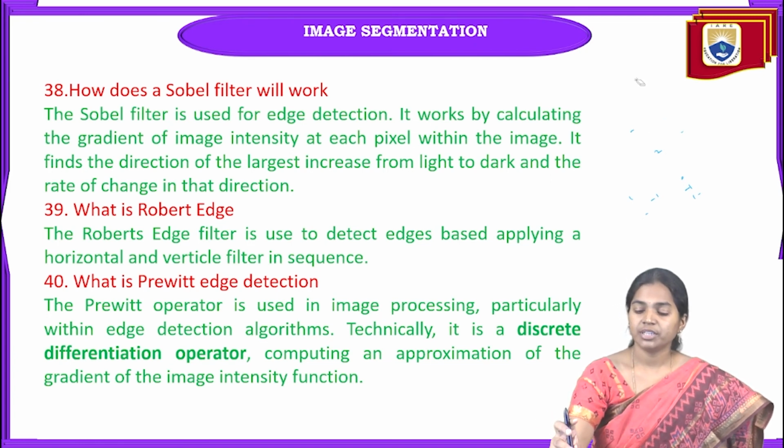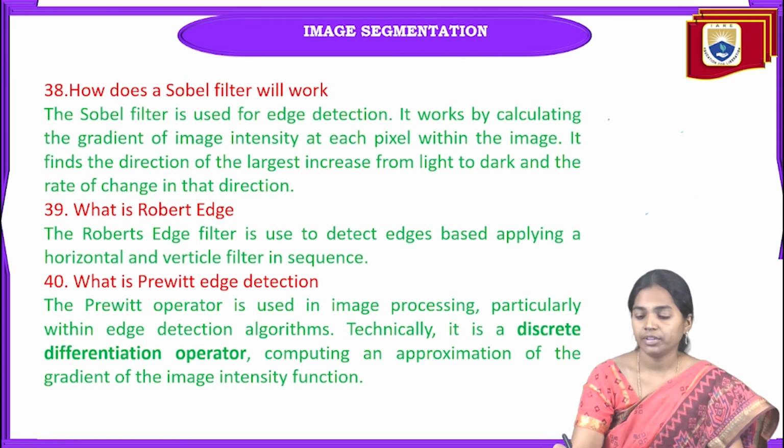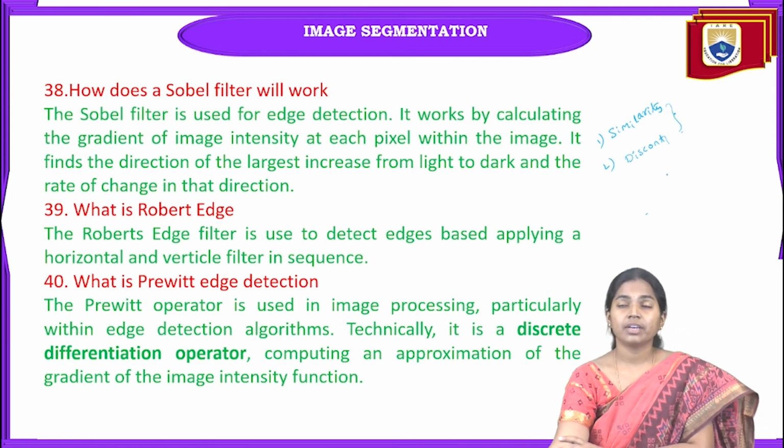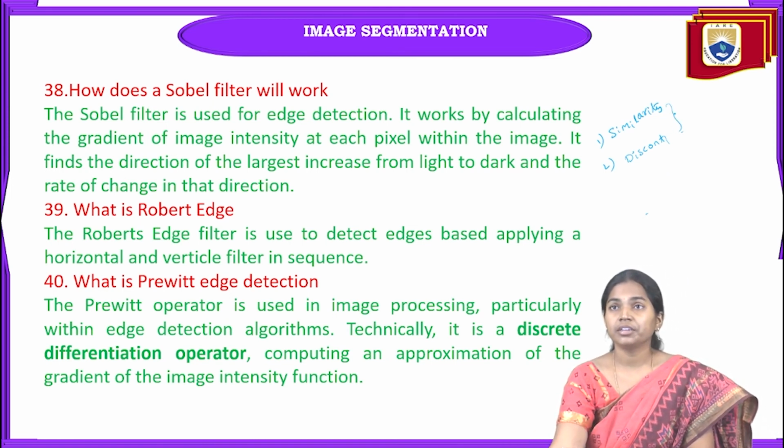So in image segmentation, we have two types: similarity and discontinuity. Similarity means that all the pixel values in the image are the same. Discontinuity is nothing but adjacent pixel values being different, and then that is a discontinuity.